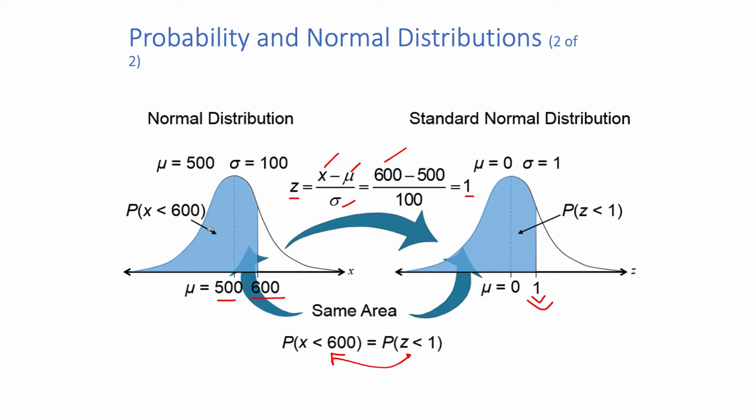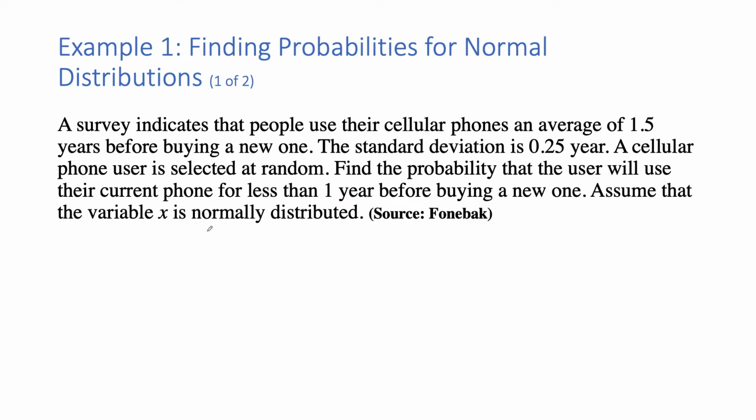Okay, so let's apply this in real-world data. A survey indicates that people use their cell phones on average, so we know the mean is 1.5 years before buying a new one. So we know what the average usage duration is, and we know that the standard deviation is 0.25. A cell phone user is selected at random. Find the probability that the user will use their current phone for less than 1 year. So that's the relevant question.